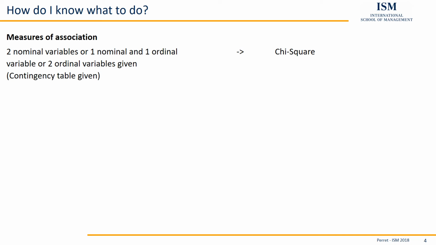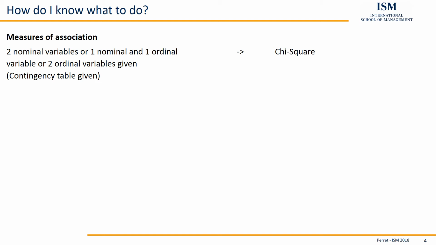For all the other possibilities, so you could also do this with 2 ordinal, 2 metric, 1 metric, 1 ordinal, you should only do this if your data is already given or can be arranged in a suitable contingency table. So in this case, you can use chi-squared. If the data is just given as a data series, then you have to use a different approach.